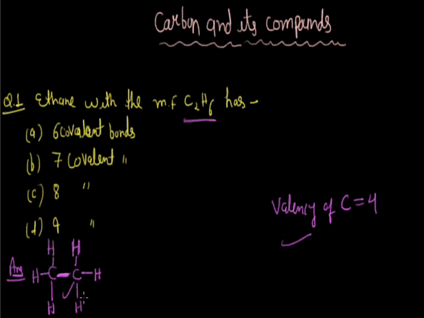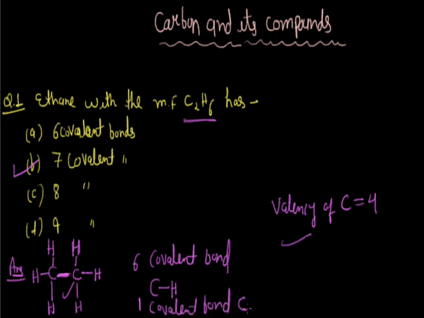Now if we calculate the covalent bonds in the whole molecule: 1, 2, 3, 4, 5, 6, 7. So the correct answer is 7. It means the molecular formula of ethane has 7 covalent bonds. We can see 6 covalent bonds between carbon and hydrogen, 1, 2, 3, 4, 5, 6, and 1 covalent bond between carbon and carbon.